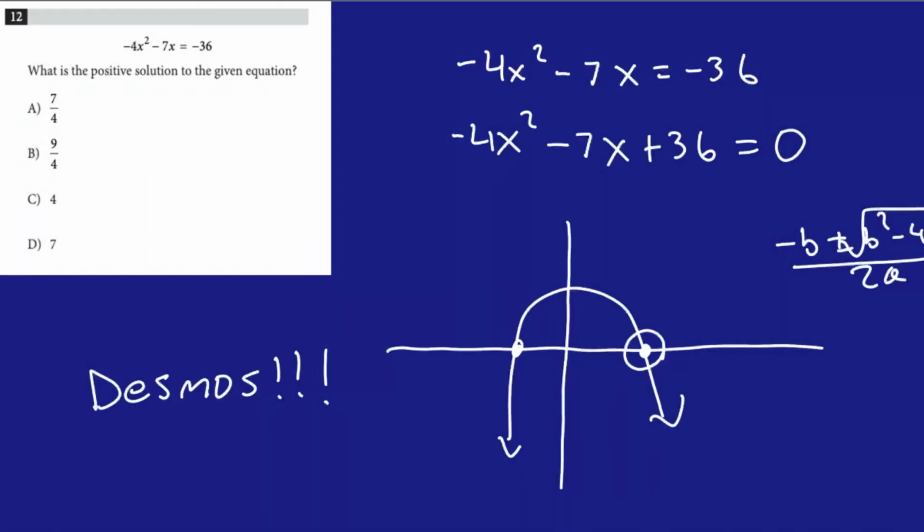So then if we go back to our answers, 2.25 is just going to be the same thing as 9 over 4. So that's going to be our answer B. And as you see, Desmos makes things a whole lot easier.